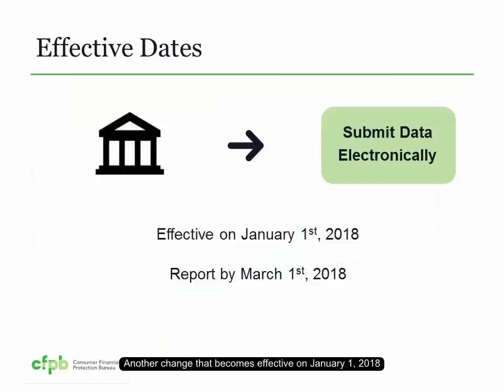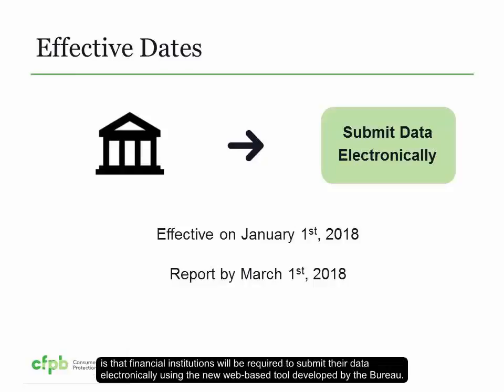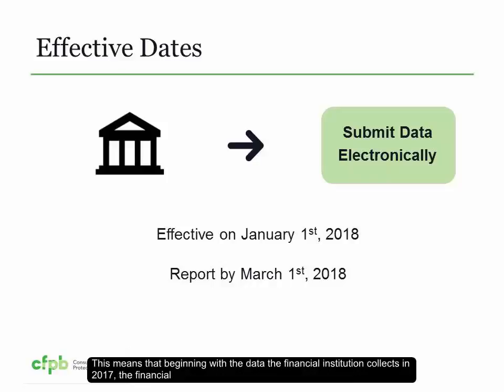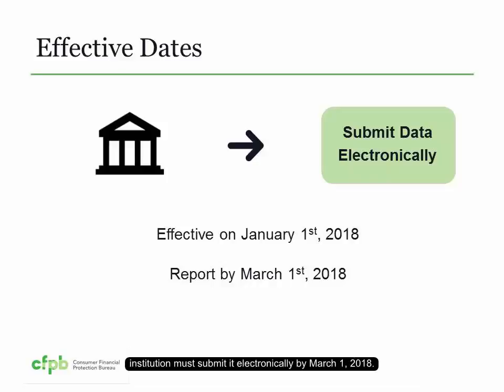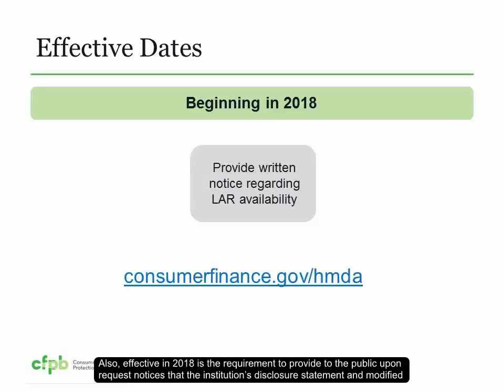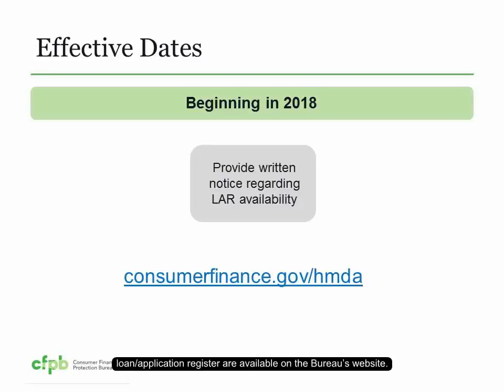Another change that becomes effective on January 1, 2018 is that financial institutions will be required to submit their data electronically using the new web-based tool developed by the Bureau. This means that beginning with the data that the financial institution collects in 2017, the financial institution must submit it electronically by March 1, 2018. Also effective in 2018 is a requirement to provide to the public, upon request, notices that the institution's disclosure statement and modified loan application register are available on the Bureau's website.